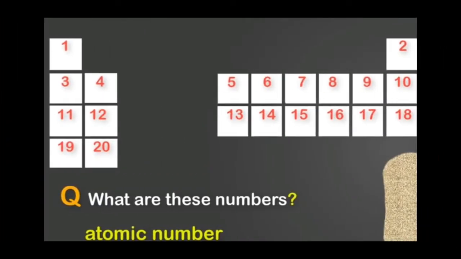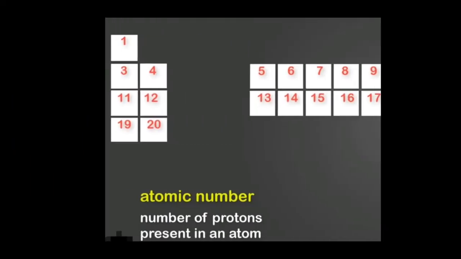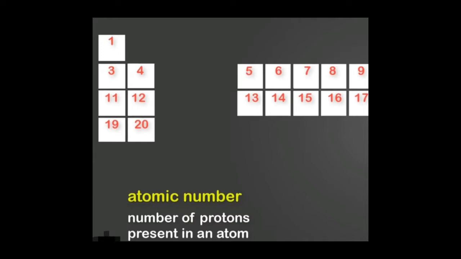Now, let's number the boxes in the periodic table. Complete the first row and then move on to the second row. These numbers look like roll numbers. Do you know what they really are? They are atomic numbers. Atomic numbers are the number of protons present in the nucleus of an element.